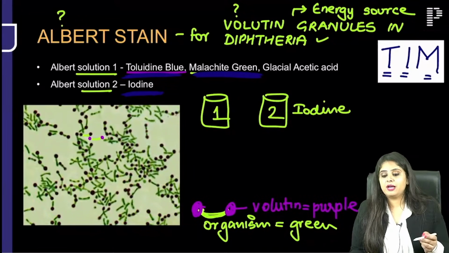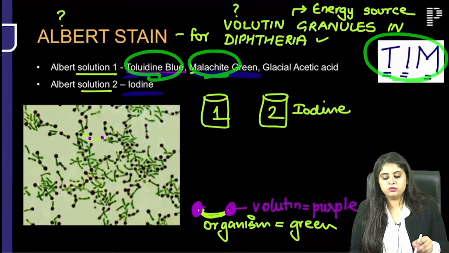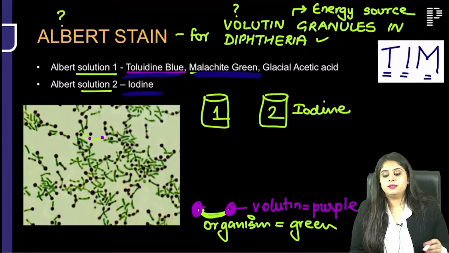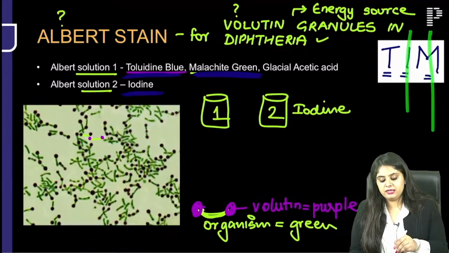But if an MCQ comes and they say these are the 3 chemicals 1, 2, 3, put the order in which you will add them. So you will first add toluidine, then iodine, then malachite green.